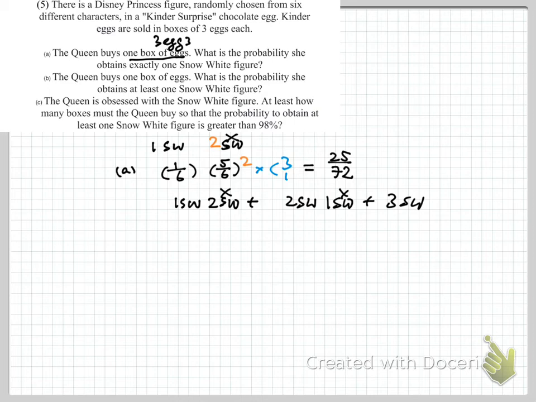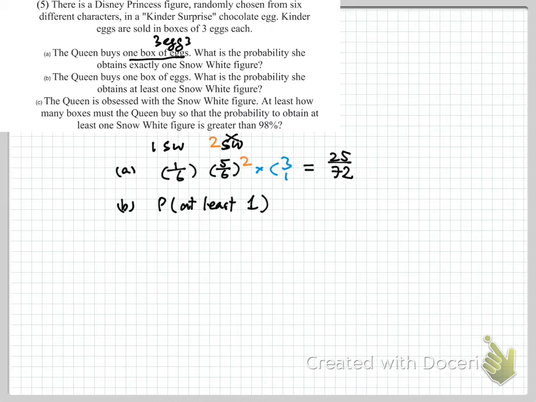But there is an easier way to do it for at least 1. At least 1 means unless none. At least 1 Snow White means unless there is no Snow White. If there is no Snow White, then there must be at least 1. So unless will be 1 minus. Alright? Unless will be 1 minus.